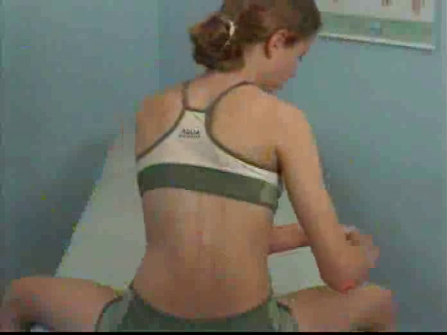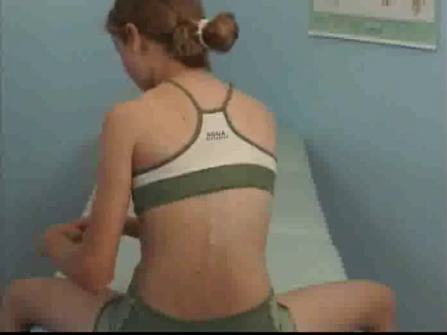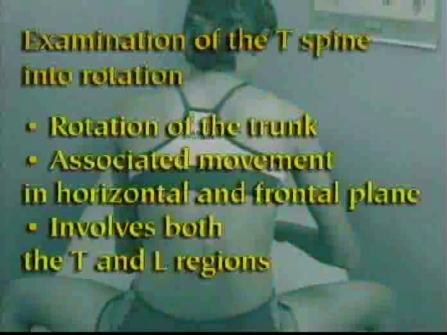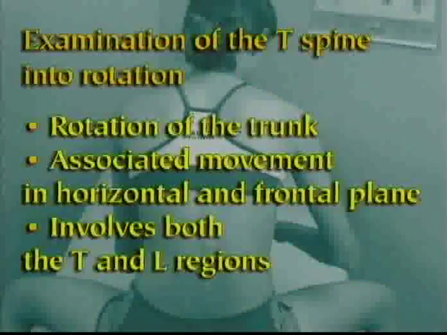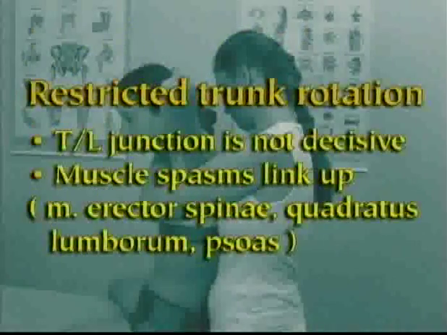By this test, rotation of the entire trunk is examined. In reality, there's always coupled movement, mainly in the frontal and horizontal plane, including the entire lumbar spine, without the thoracolumbar junction playing a significant role. Movement restriction is caused mainly by spasm and trigger points of the erector spinae, the quadratus lumborum, and the psoas, which form a chain.